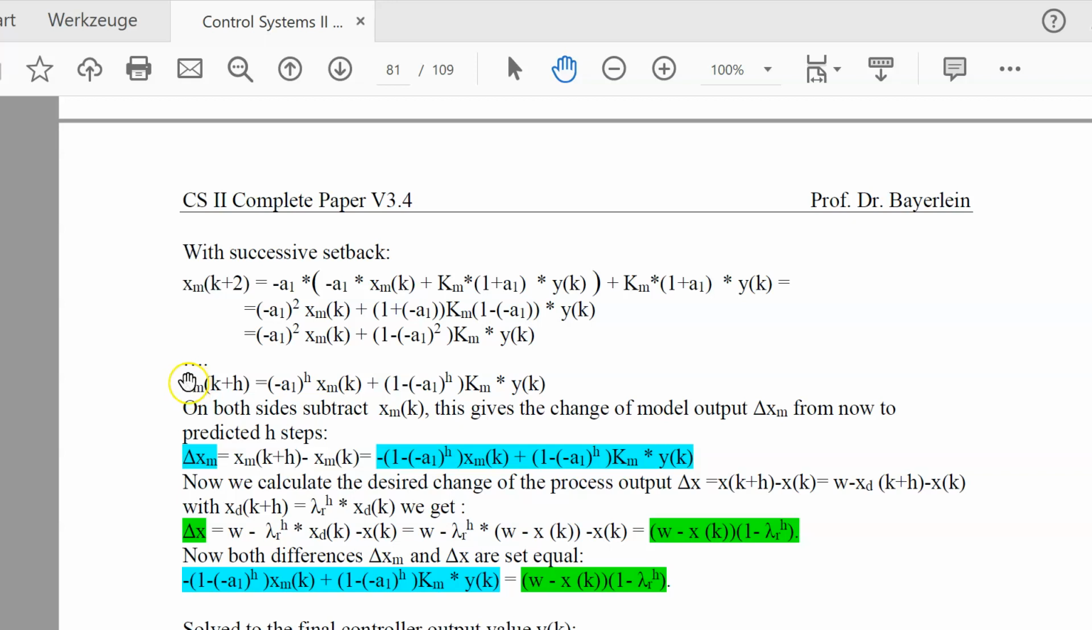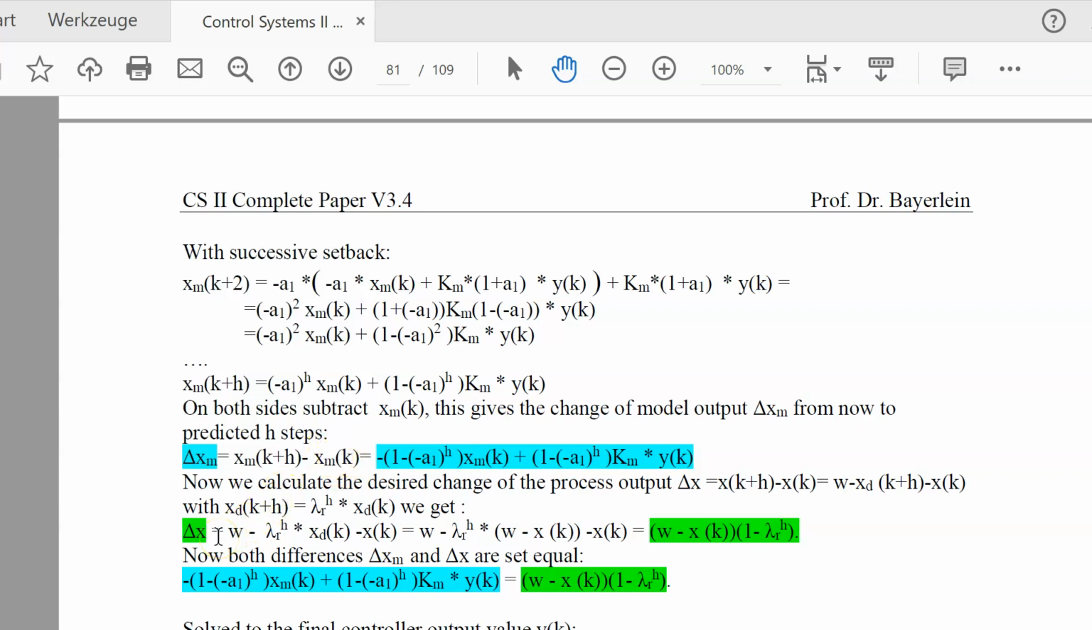Okay, I take this equation and subtract xm of k. So xm of k plus h, this minus xm of k. So you see here's an xm of k with minus a1 to the power of h, and with this subtraction I get this one here. So this is a very simple way. This is a difference between the predicted process output and the actual process output.